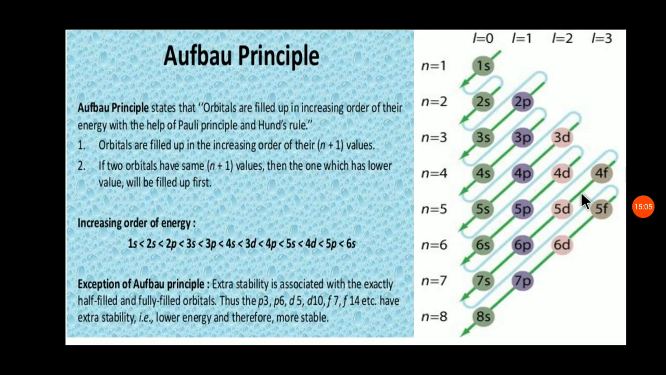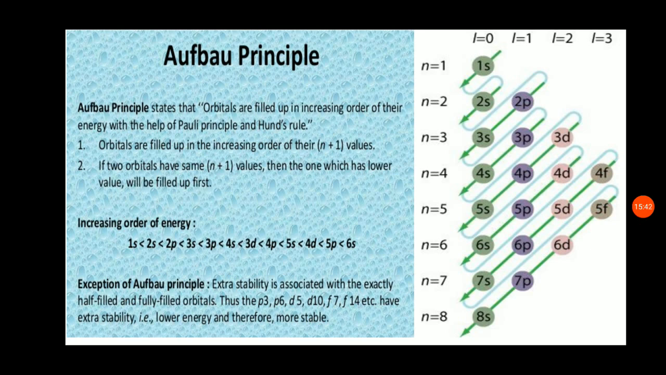Next goes to how the electrons fill in the orbitals. So we are going to discuss some principles. The first one is the Aufbau principle. Aufbau in German means building up. The building up of orbitals means the filling up of orbitals with electrons. The Aufbau principle states that orbitals are filled in the increasing order of their energy level.